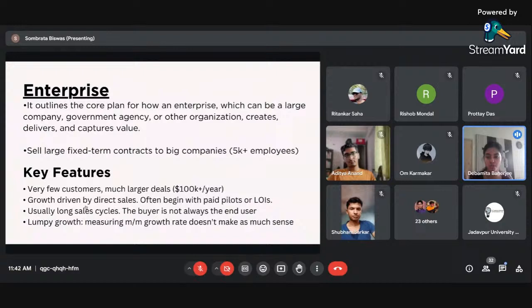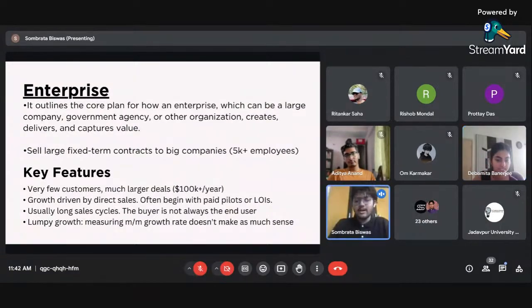Okay, so I'll be talking about the enterprise business model. Thinking about enterprise, first of all, think about the largest of the largest organizations. For example, Goldman Sachs, the largest banks, or the largest airplane manufacturing company, Boeing. They serve very big institutions and government agencies, and they create, deliver, and capture value in that way.